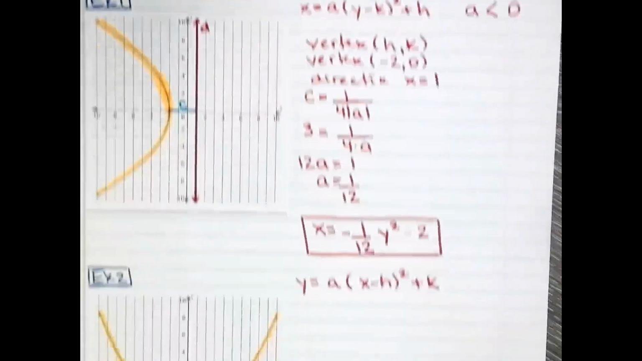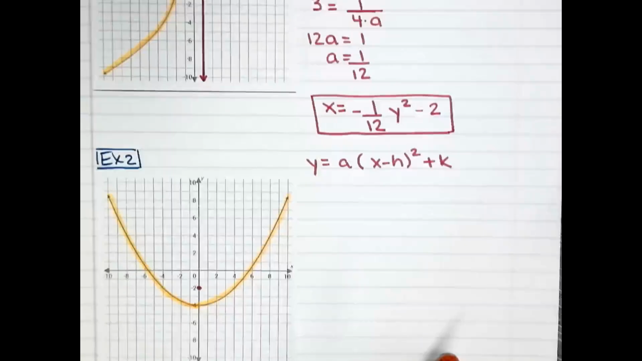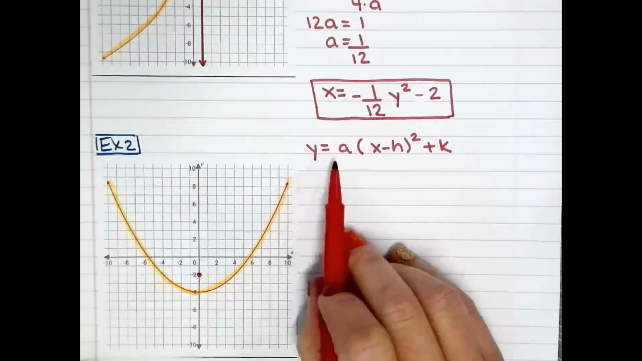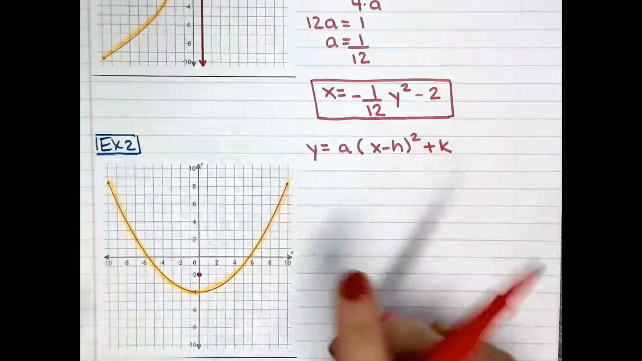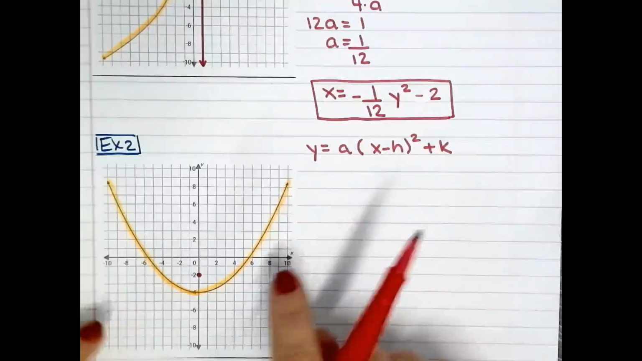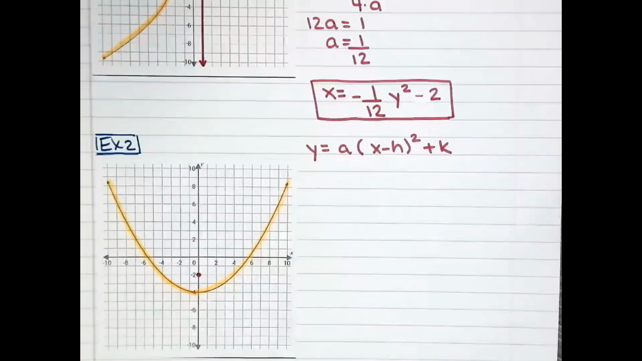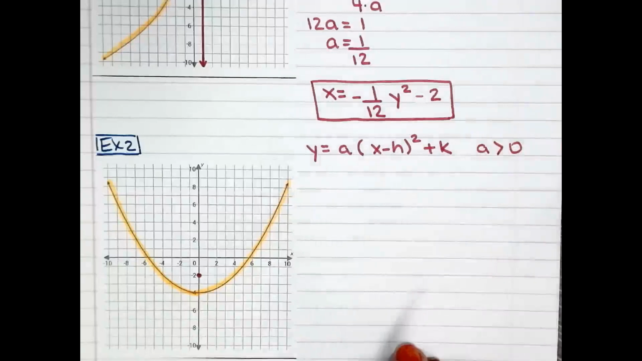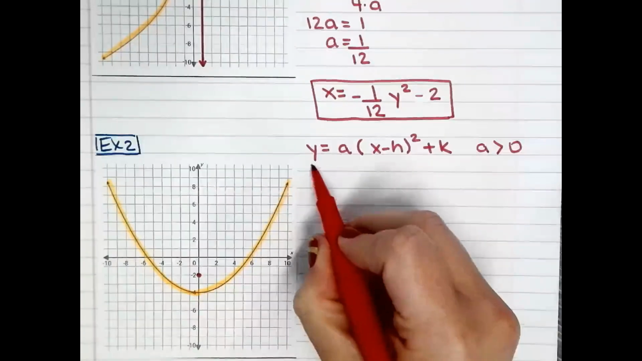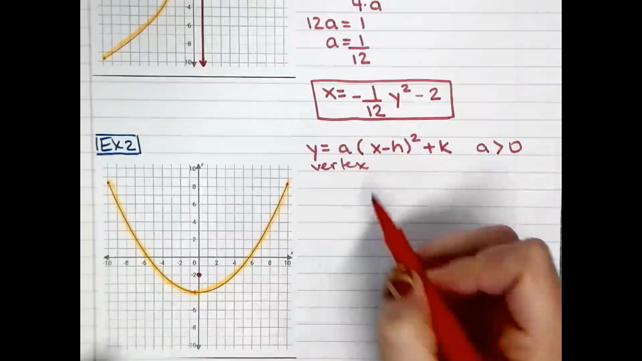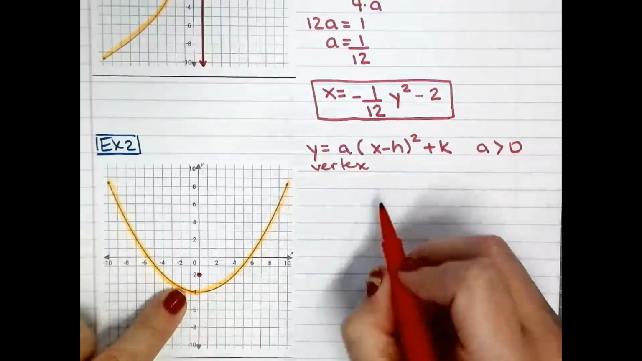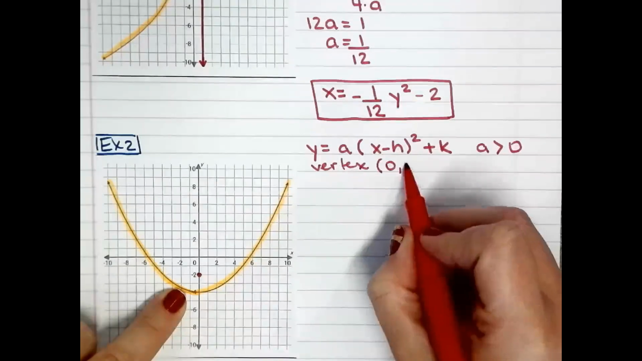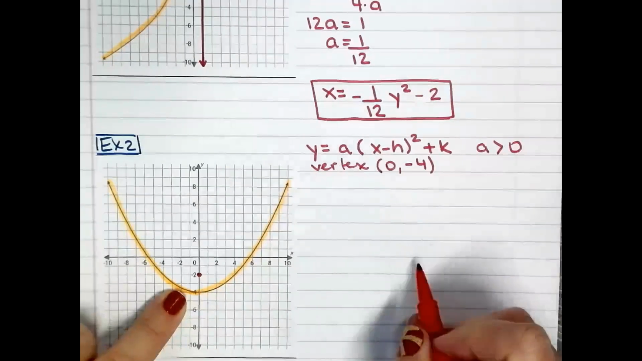Okay. In the next example, we have a parabola opening up. So y equals, and this is the vertex form for a parabola opening up or down. Because this one opens up, I know a will be positive, so a will be greater than 0. I have the vertex here, that right there. So 0 for h, and -4 for k.